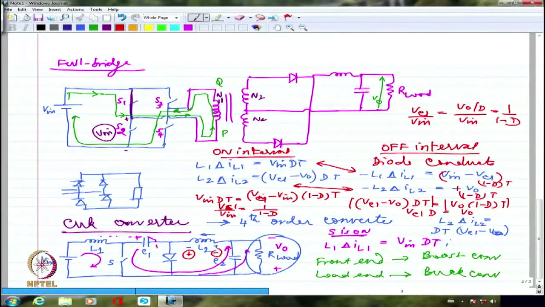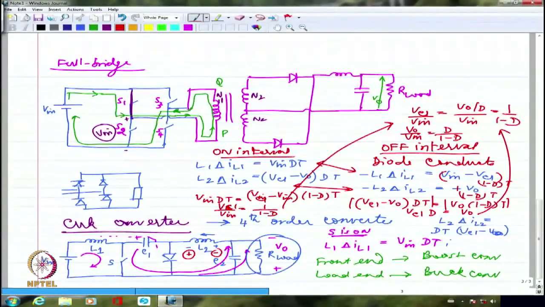I am just writing here and writing from here, both. So I should be able to say V0 by Vin equal to d by 1 minus d. Right? Vc1 by Vin equal to 1 by 1 minus d. That's what I have written. And Vc1 we have written as V0 divided by d. So V0 by Vin is d by 1 minus d, which is similar to your buck-boost converter. Right? So we will have V0 by Vin equal to d by 1 minus d.